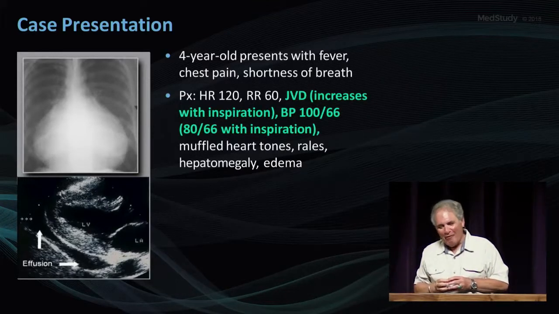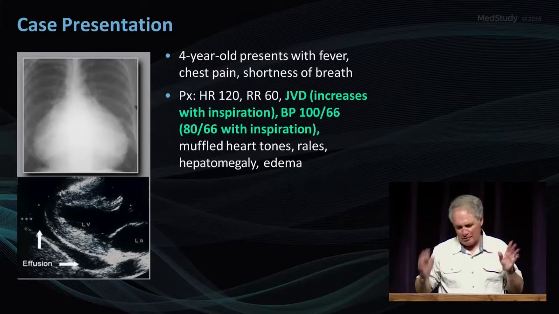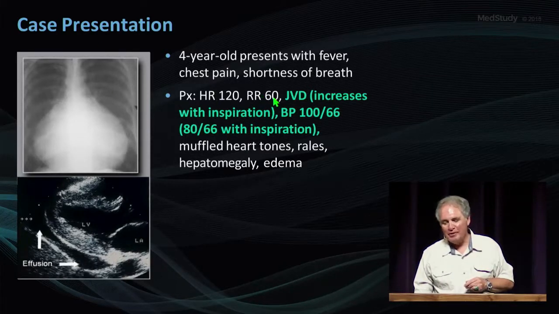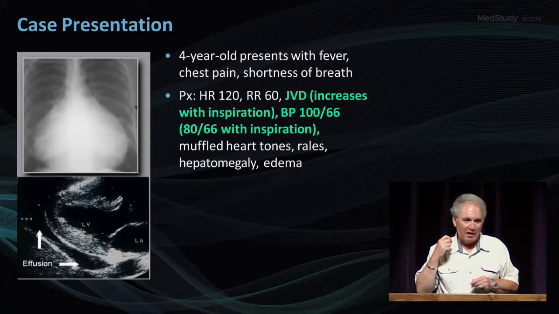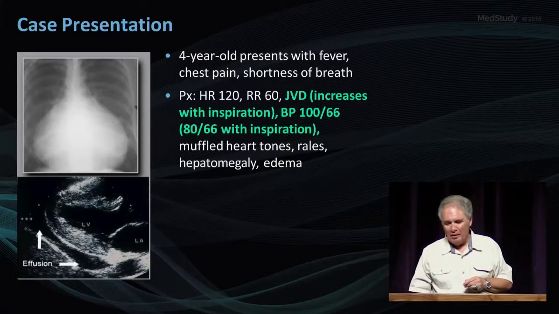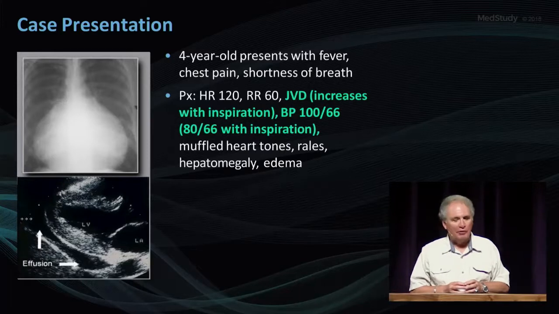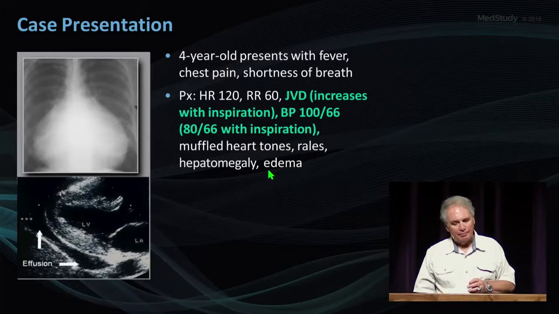This is a 4-year-old who presents with fever, chest pain, shortness of breath, acquired heart disease. On exam, heart rate 120, respiratory rate 60, JVD, jugular venous distension, increases with inspiration. This heart cannot fill. This heart is not filling well. The blood pressure is 100/66, but it goes down to 80/66 with inspiration, so-called pulsus paradoxus. Muffled heart tones, rales, hepatomegaly, and edema.